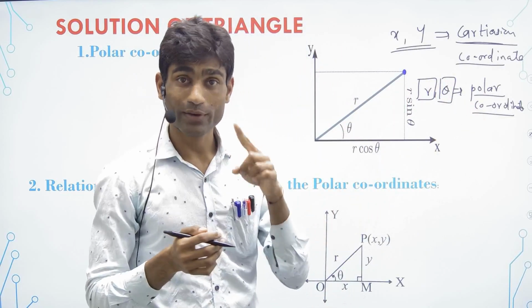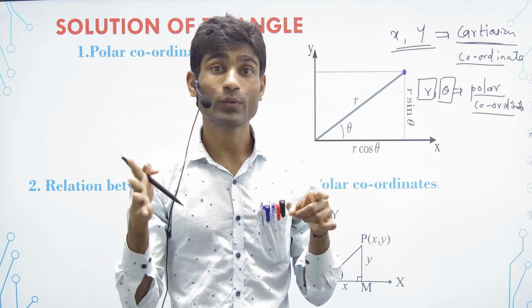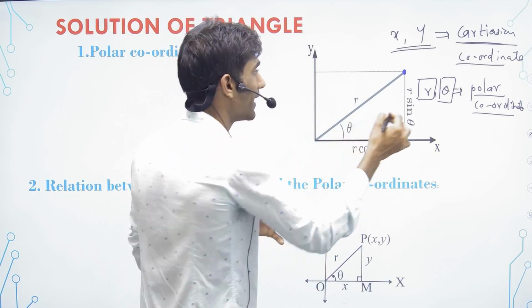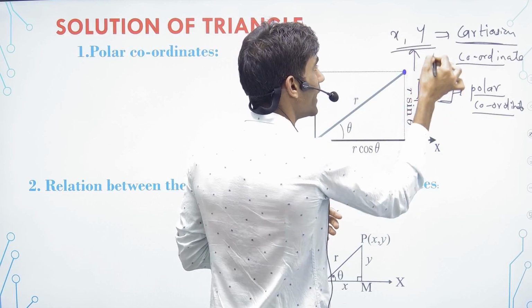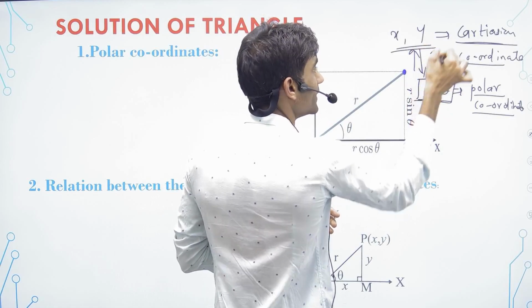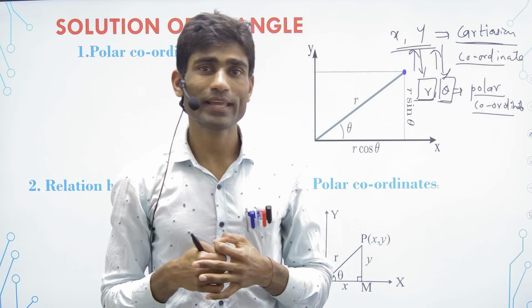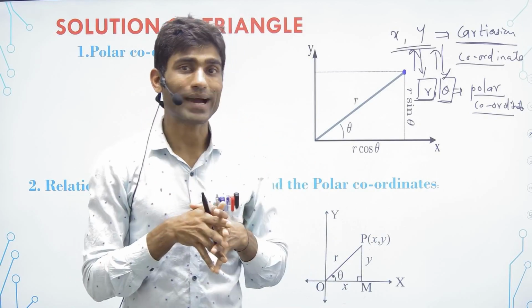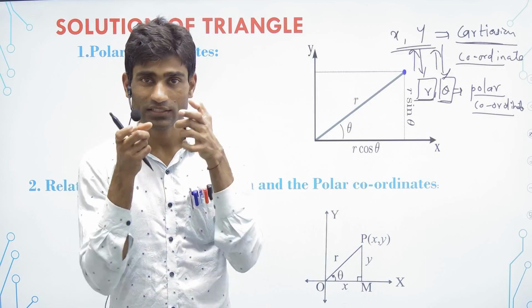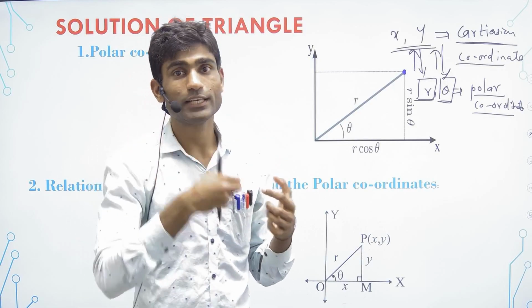If you are given r and theta, then find x and y, and if you are given x and y, then find r and theta. This question comes in your board exam as a 3 to 4 marks question. It is a very easy question, you just need to apply one basic result and you will easily get the answer.